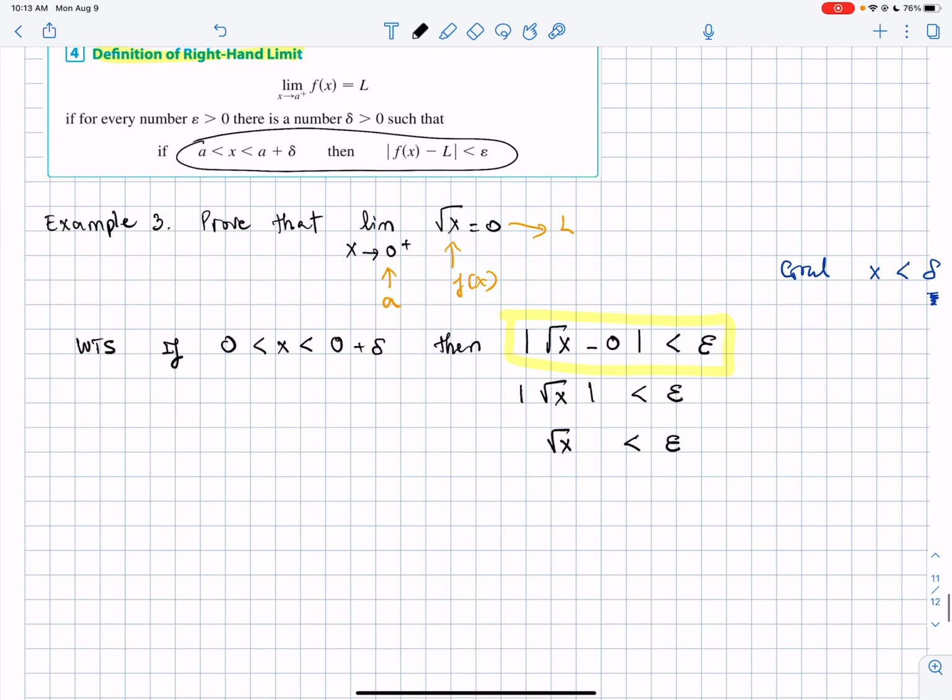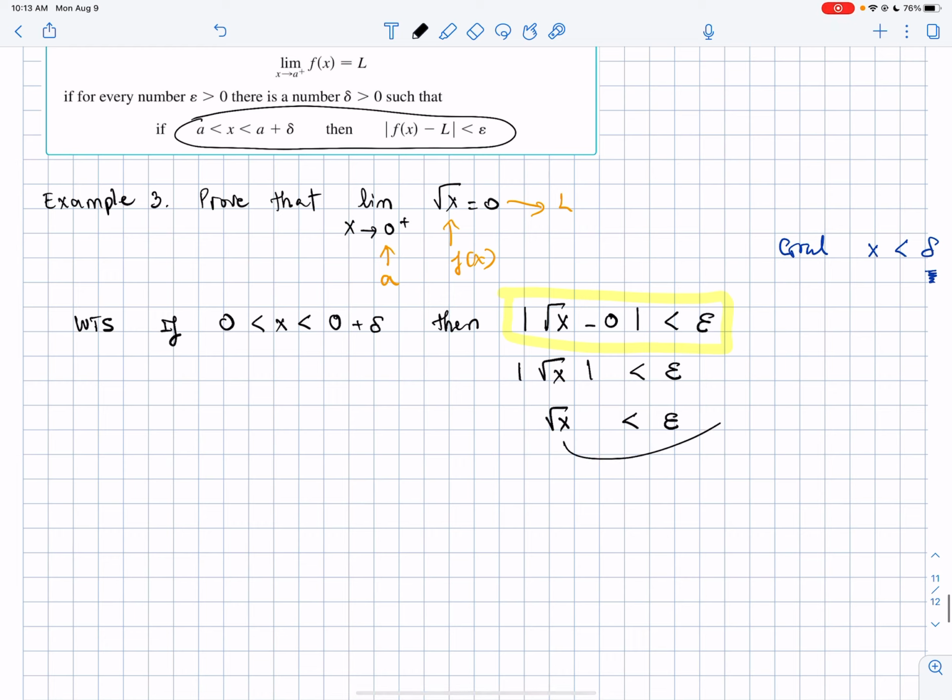So what I'm going to do is I want to get x. We know that epsilon is positive, so we can square both sides. Square root of x and epsilon squared. We square both sides so we get x less than epsilon squared. So now we have x. This is what we want.